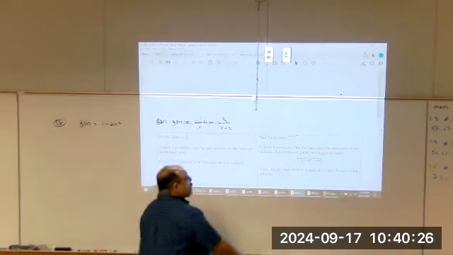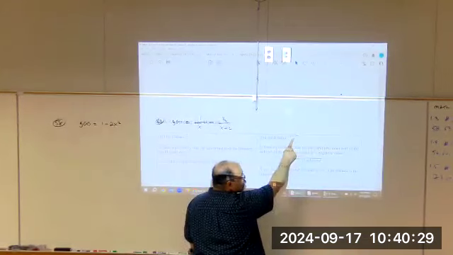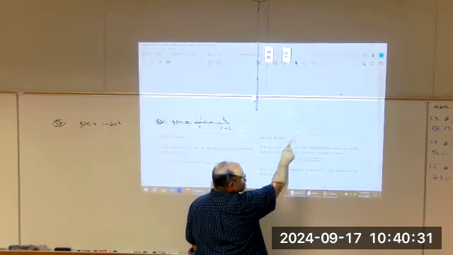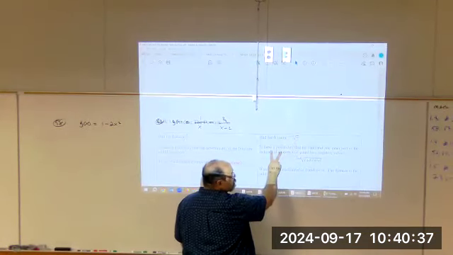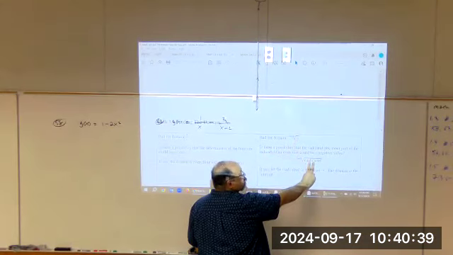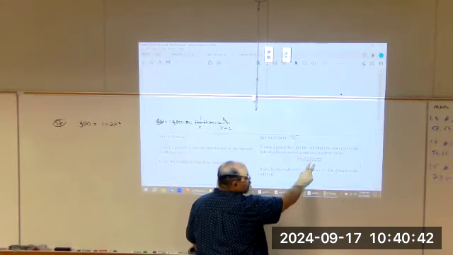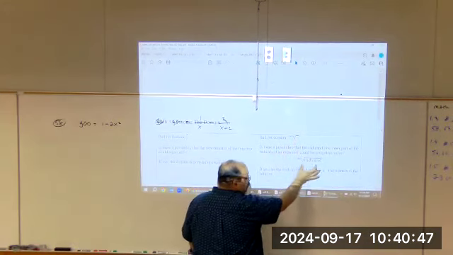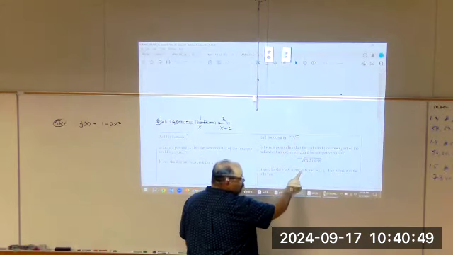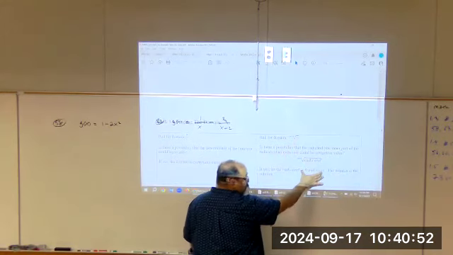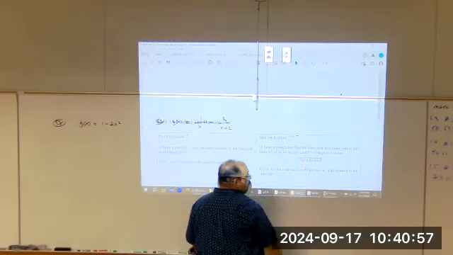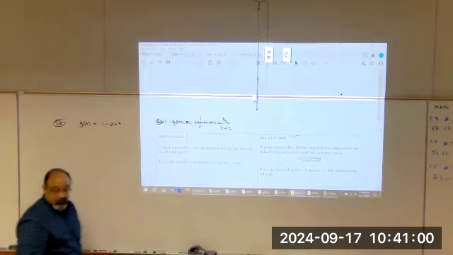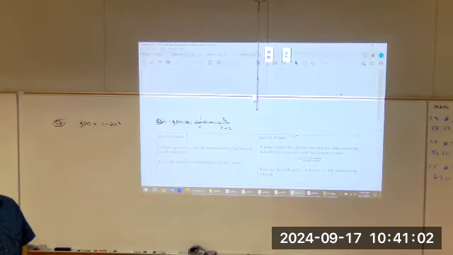Or, bad for domain, an even root of a negative number: a square root, fourth root, sixth root, eighth root. Is there a possibility that the inner part, the radicand, of an even root could be negative? You can't get the square root of a negative. If yes, you let the radicand, the inside, be greater than or equal to zero, and you solve it. The domain is that answer. The domain is what is going to make it positive or zero. So that's what you do.